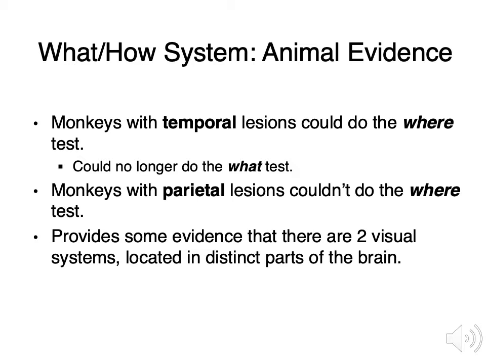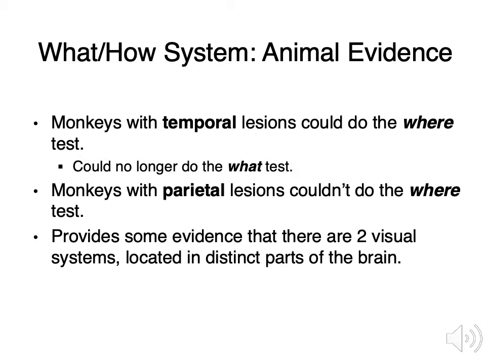Monkeys with lesions in the parietal lobe could still do the what task. They could still identify the object on the board with the food because this task required the ventral stream. However, they could no longer locate the landmark in order to select the item closest to the food due to damage to their where pathway.